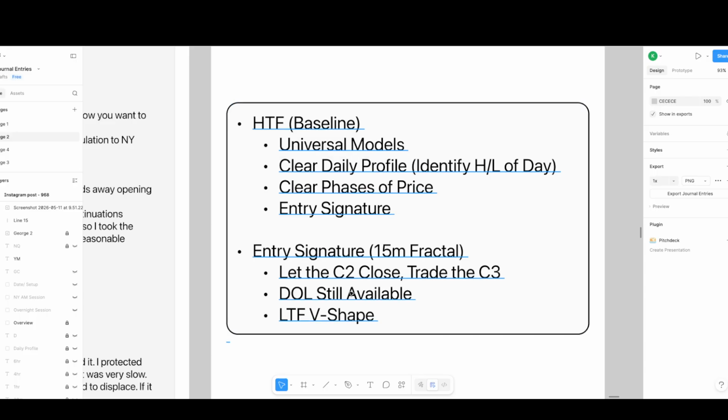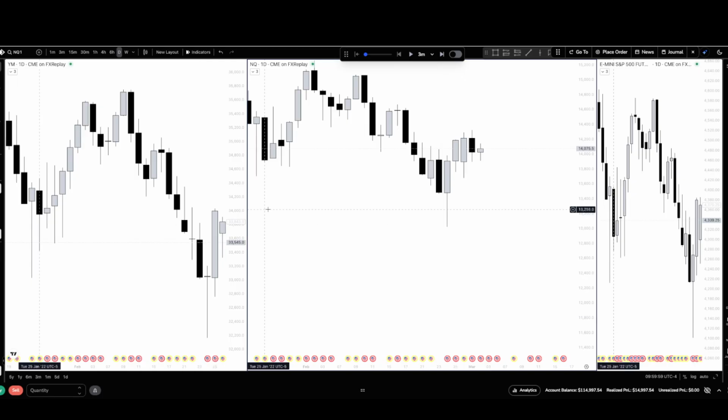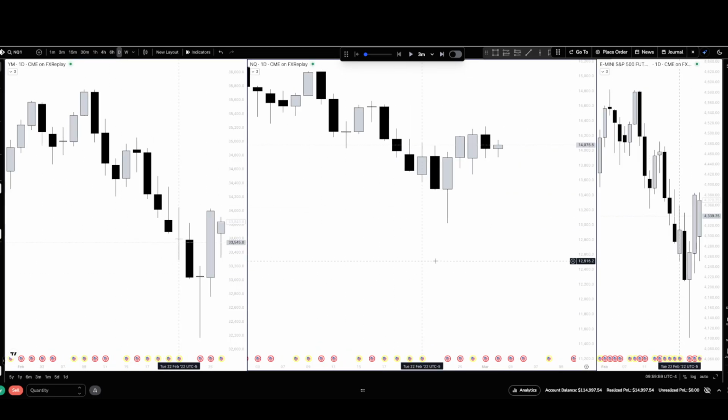With that being said, my entry signatures, almost every single time, are just going to be 15-minute fractals, C2 to C3s, and then trading the C3s with the lower time frame V shapes that will match it, in line with everything else. Let us drop into it, and we'll go over that list in between every single trade so that you can see the consistency behind it and the way that I use it, right?